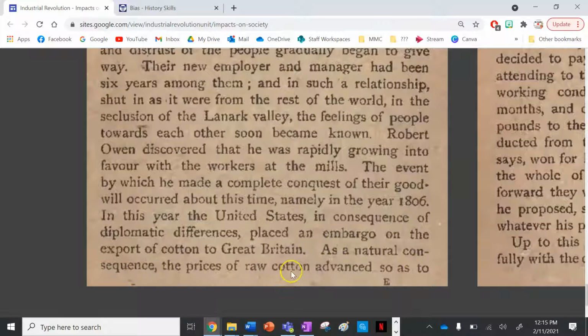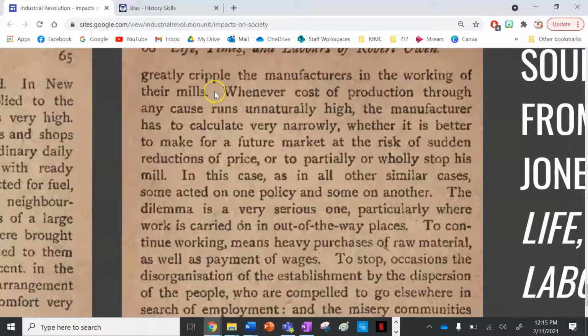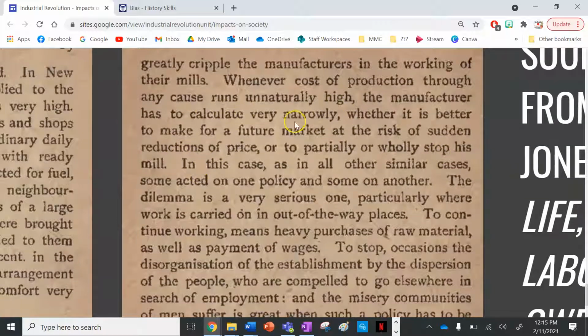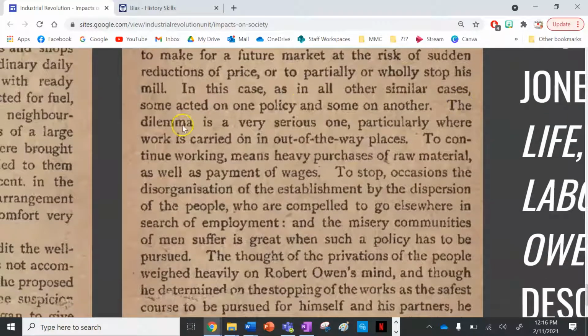As a natural consequence, the prices of raw cotton advanced so as to greatly cripple the manufacturers in the working of their mills. So you can't run a textile factory without cotton. Whenever cost of production through any cause runs unnaturally high, the manufacturer has to calculate very narrowly whether it is better to make for a future market at the risk of sudden reductions of price or to partially or wholly stop his mill. So when you've got a factory and there's actually nothing to do, you can either stop and fire all your workers, or you can pay them even less. In this case, as in all other similar cases, some acted on one policy and some on another. So people chose one of those two options. The dilemma is a very serious one, particularly where work is carried on in out-of-the-way places.